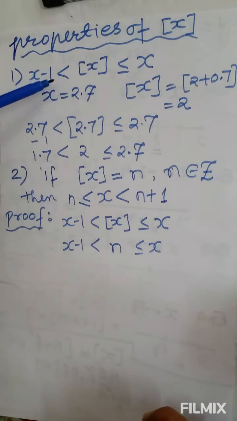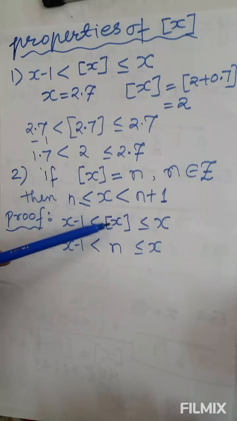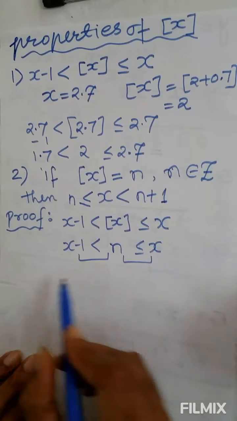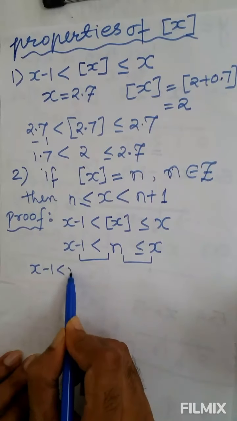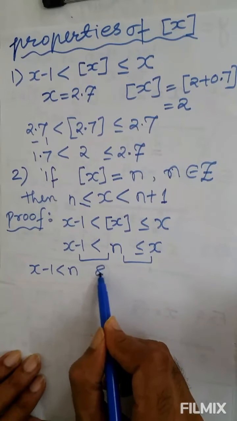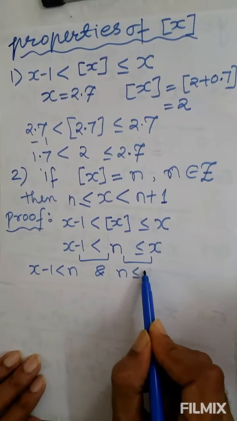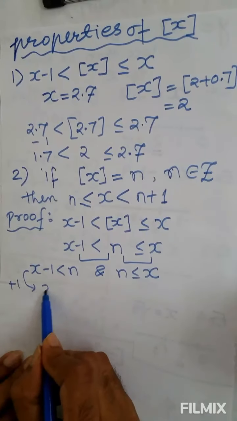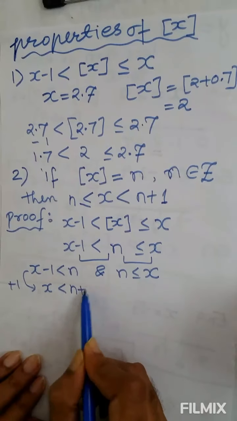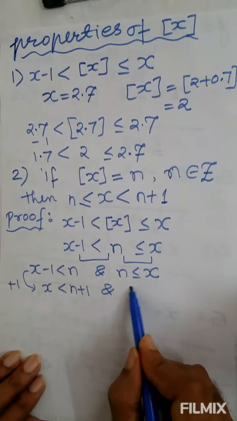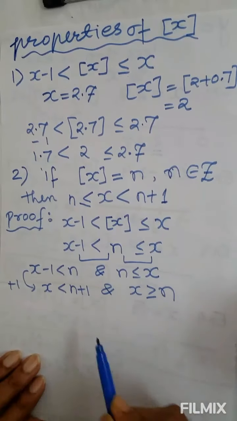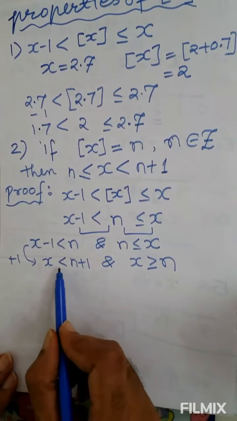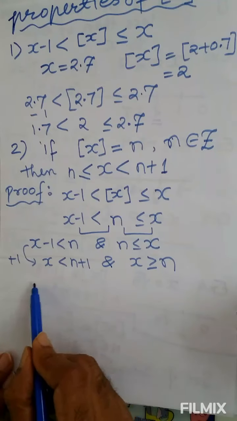Using this, and substituting the greatest integer of x as n, we get two inequalities. This, and n is less than or equal to x. If you add 1 to both sides, this becomes n plus 1, and the other can be rewritten as x greater than or equal to n. Now, to solve this, we take the intersection of the two inequalities.